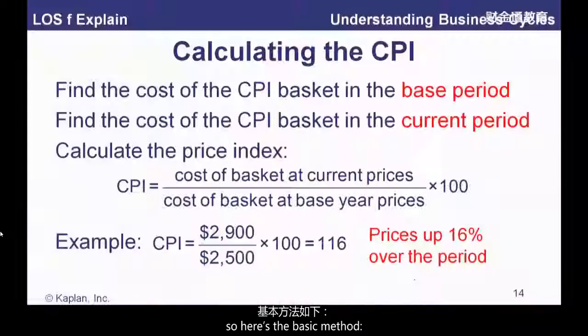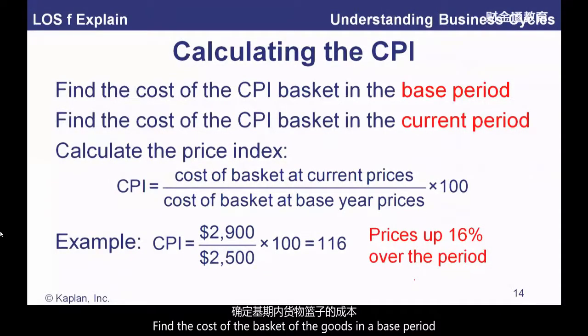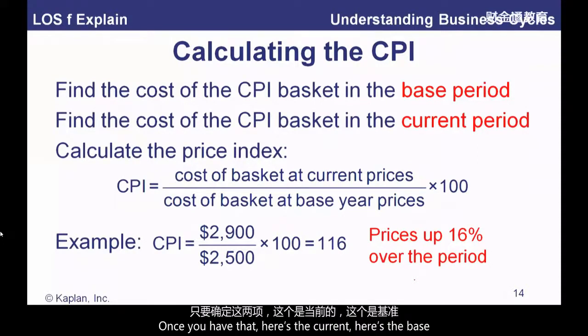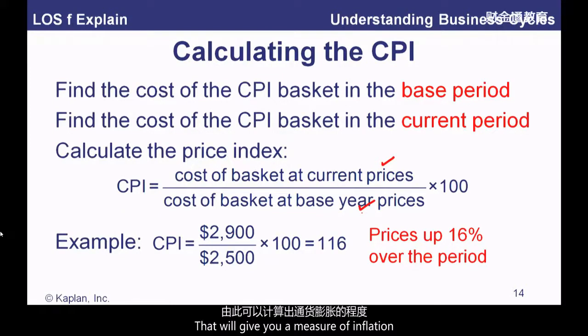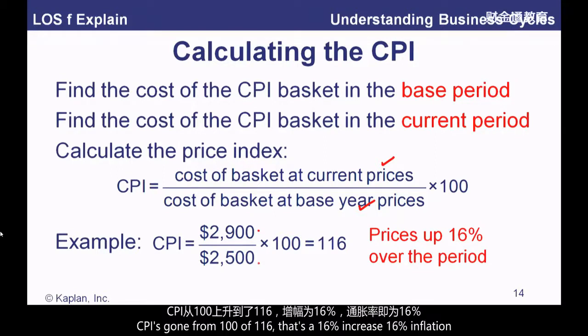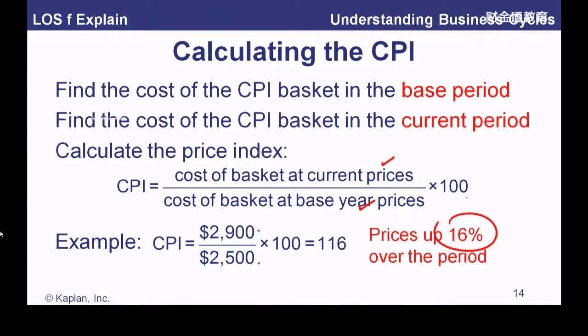So here's the basic method. Find the cost of the basket of goods in a base period and find the cost today. Once you have that, here's the current, here's the base. That will give you a measure of inflation. So quite simply, if the basket has gone from $2,005 to $2,900, CPIs have gone from 100 up to 116. That's a 16% increase, 16% inflation. Simple as that.